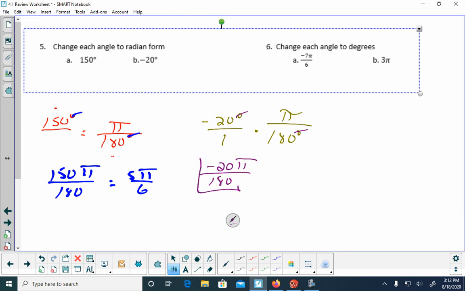You can put this in your calculator and it'll give you a fraction in lowest terms. You just have to remember to bring that pi. So I'm going to have a negative pi over 9 as my final answer.